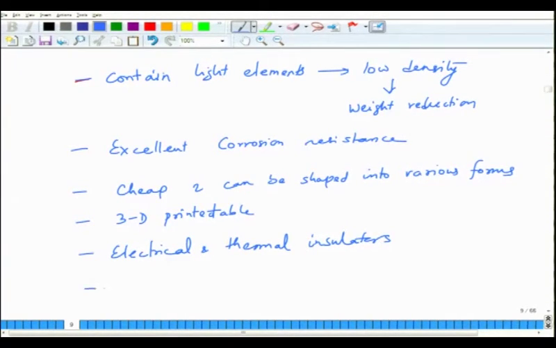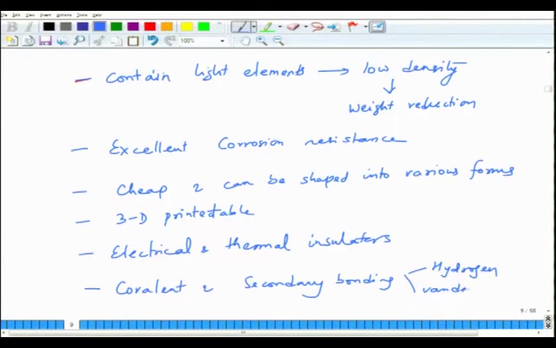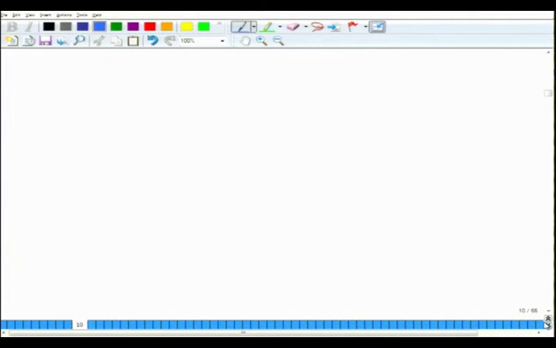And the bonding they have is basically a mix of covalent and secondary bonding. Secondary bonding could be hydrogen or van der Waals type. So, these are certain attributes of polymers, and there is an interest in studying polymeric structures, what kind of structures they have. Polymers are predominantly non-crystalline materials.